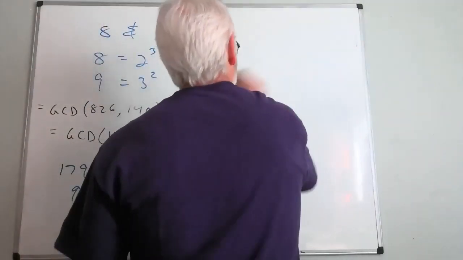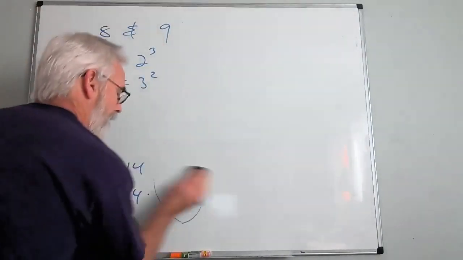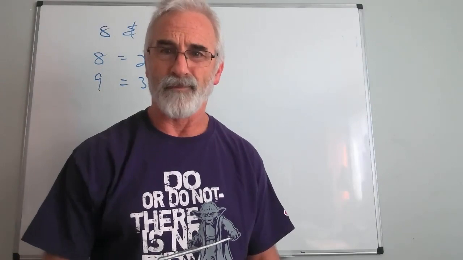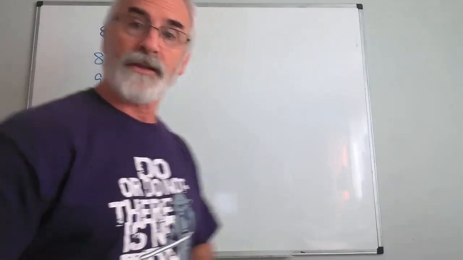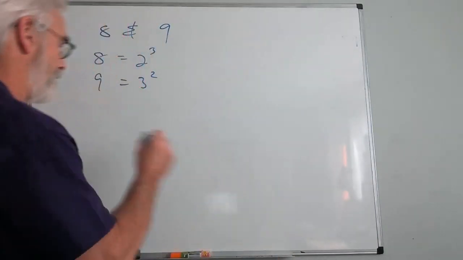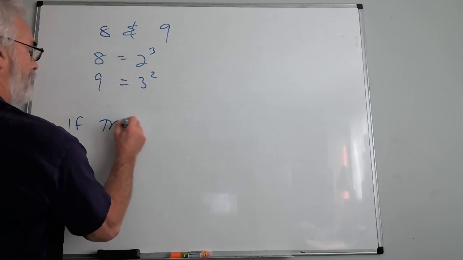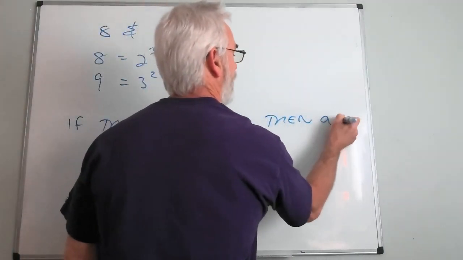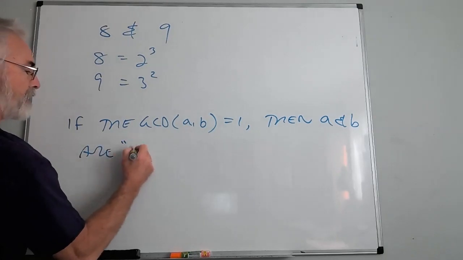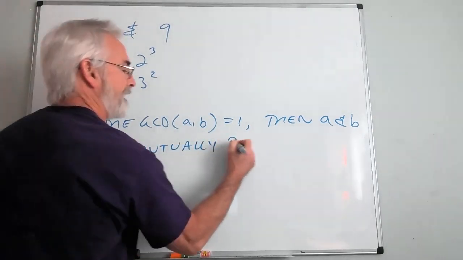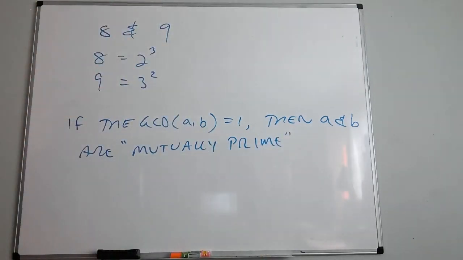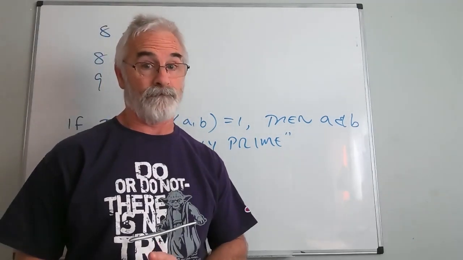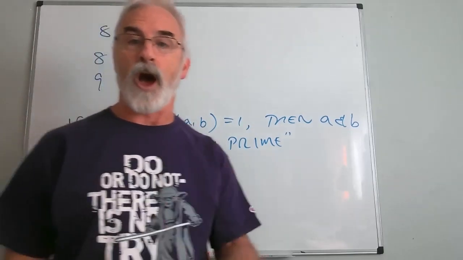And so this goes way back to baby algebra. I don't know if you remember this, but if 2 numbers have no common factors, they still do have a common factor: 1. Everything has a factor of 1. So if the greatest common factor of 2 numbers is 1, I'm giving you a definition, then we say A and B are, and the term is, mutually prime. Now that's kind of a tricky term. 8 and 9 are mutually prime, but neither one of them is a prime number. Okay. So mutually prime means they have no common factors other than 1.